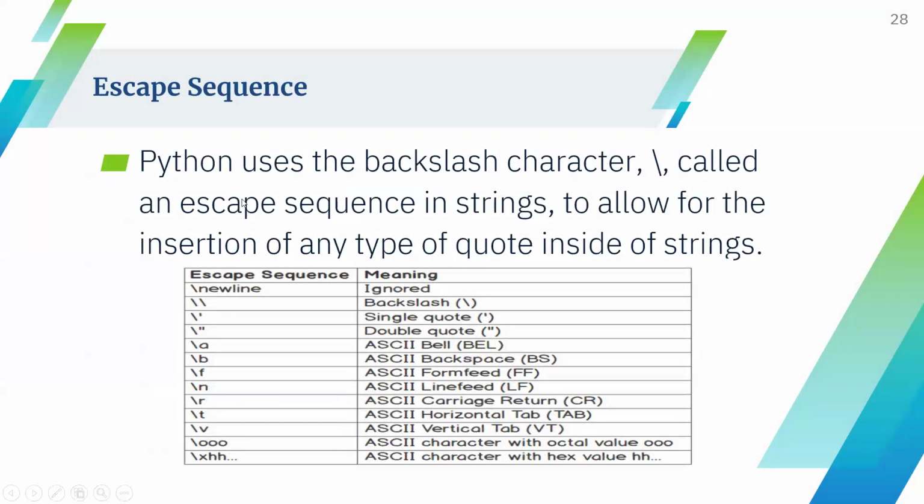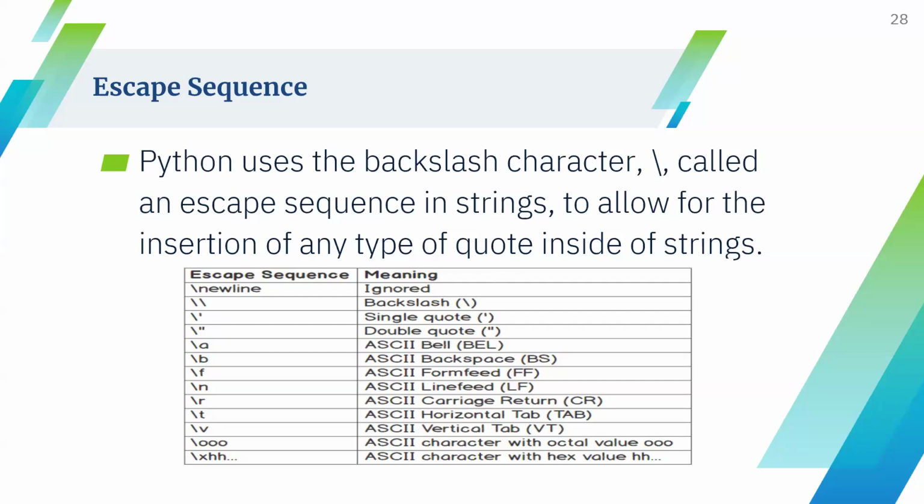Before getting into string manipulation, we are going to discuss escape sequences. Even in C language, Java, and other languages, we have escape sequences. You can add escape sequences with the print statement to get formatted output. Python also uses the backslash character, called an escape sequence, in the string to allow the insertion of any type of quotes inside the string, and you also get formatted output.